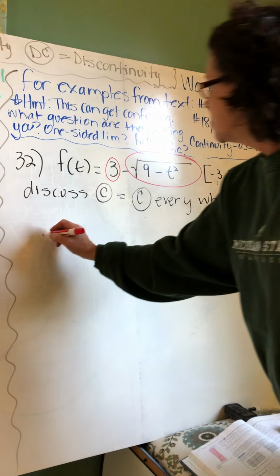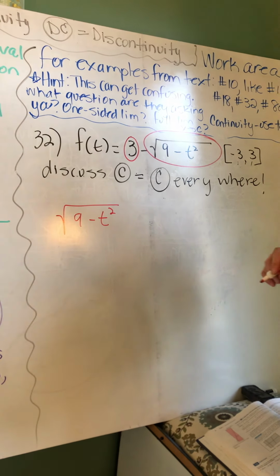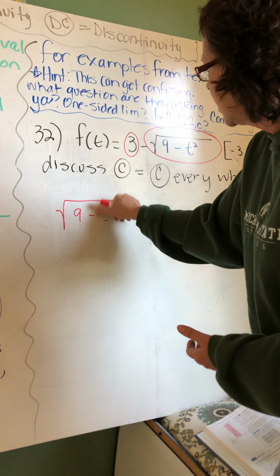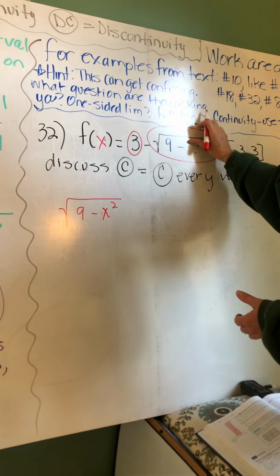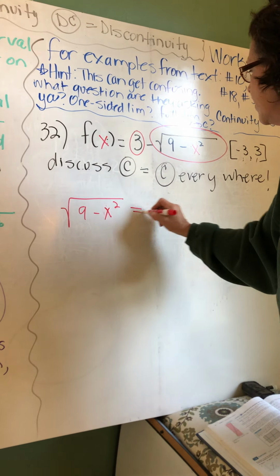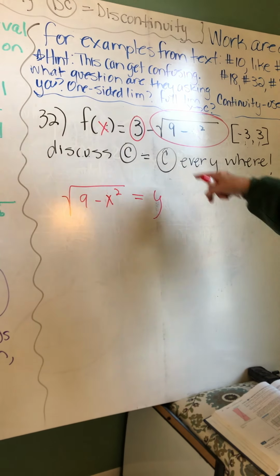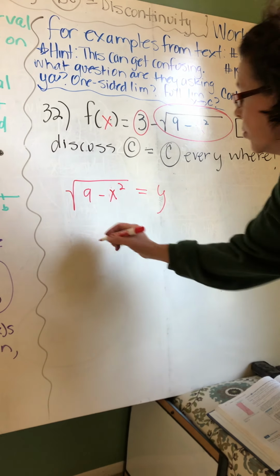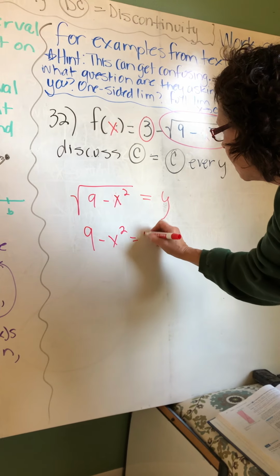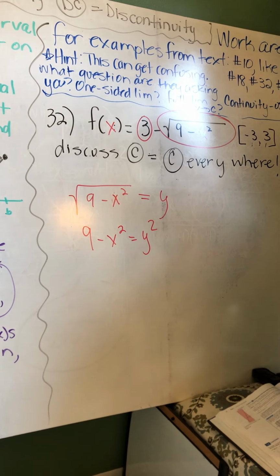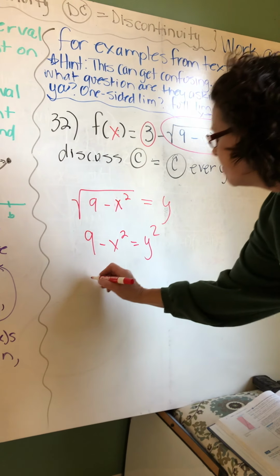Let's take a look. Let's just play with this for a little bit. 9 minus t squared. If it's okay with you, I'm just going to use x's instead because it really doesn't matter. Let me go back and put x's in here. Okay. I have this function right here. What does this look like? Let's square both sides to eliminate the square root. There we go. I squared both sides. All right. Let's add an x squared to both sides.